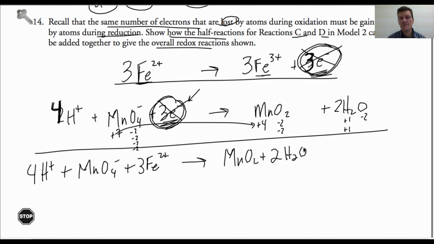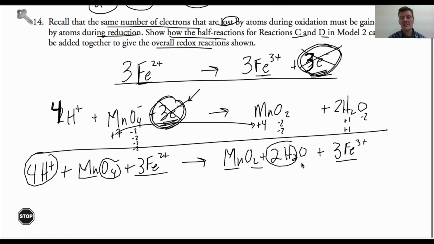Just like this. Let's check. 3 irons on both sides, 4 hydrogens on both sides, a manganese on both sides, and 4 oxygens on both sides. There's 2 oxygens there, plus 3.